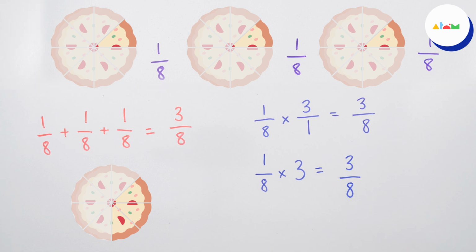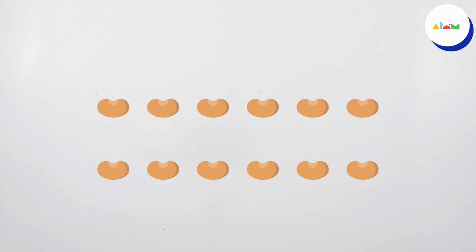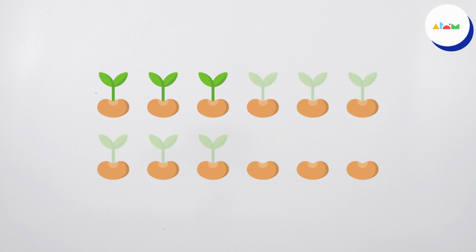Time to try a question on multiplying fractions. Jack has planted some beans. 3 out of the 12 beans have started to grow. Jack hopes that 3 times as many will have sprouted by next week. How many of the beans does Jack hope will sprout by next week?